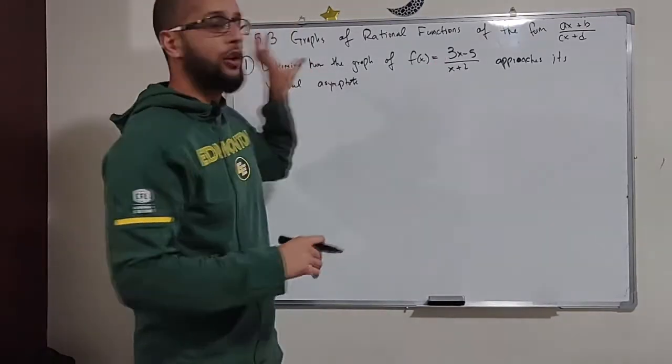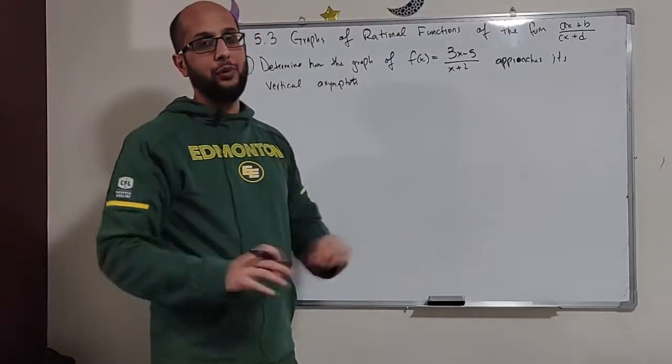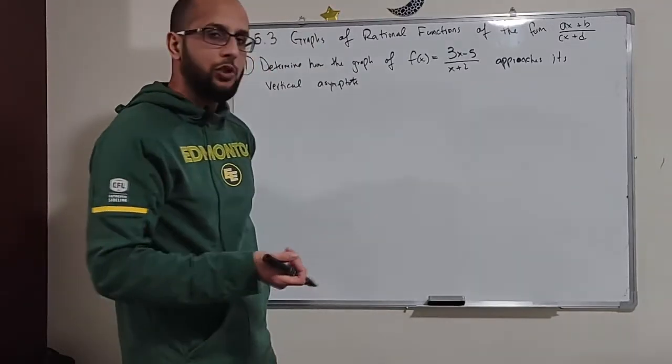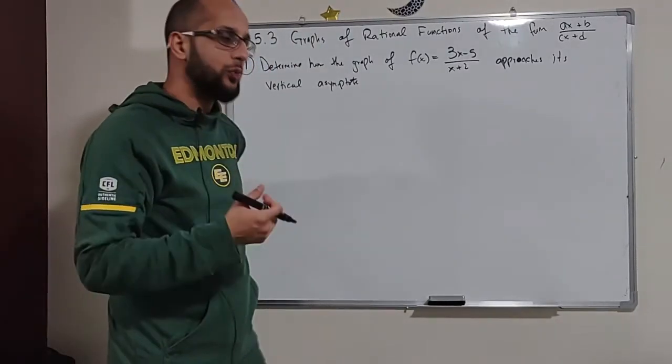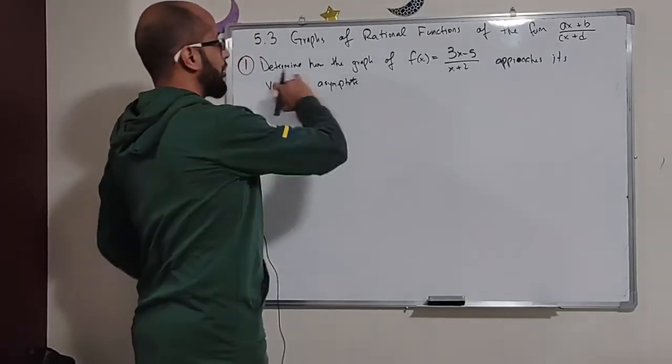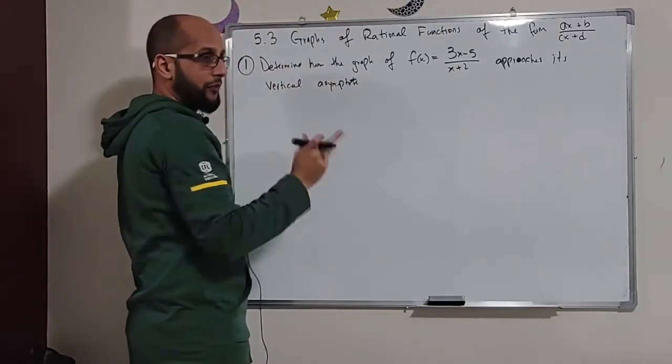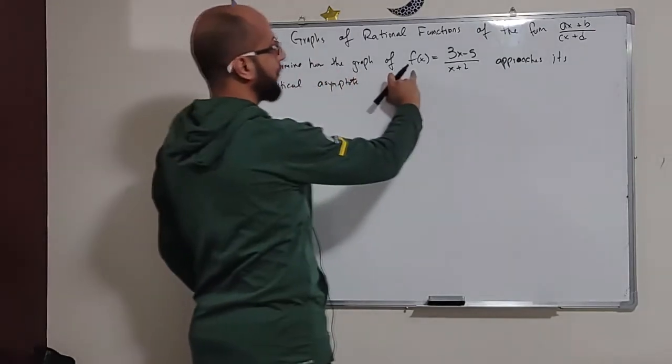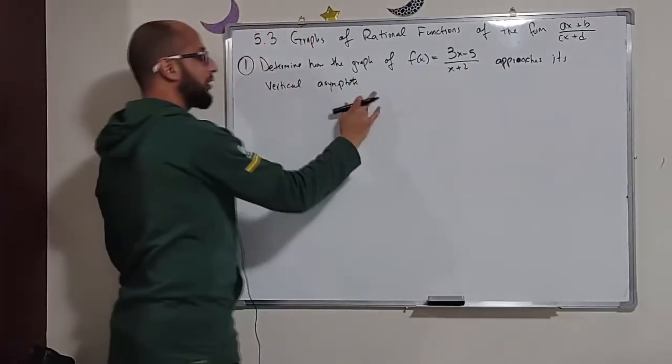So today we're going to be looking at how to graph functions that have variables in the denominator. And for the most part, we'll be sticking to polynomial functions in the numerator and the denominator. So determine how the graph of, we'll start with the first example. Determine how the graph of f at x approaches its vertical asymptote.